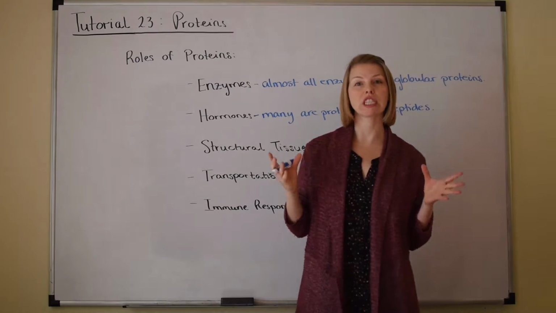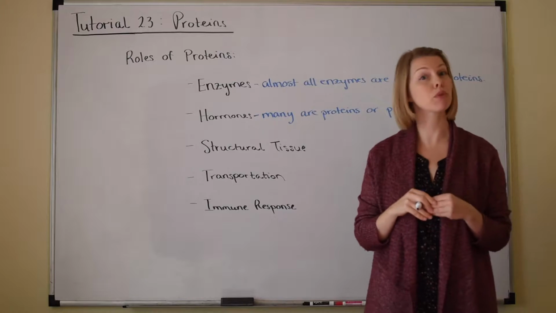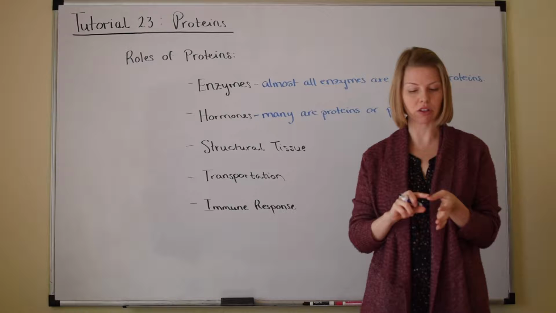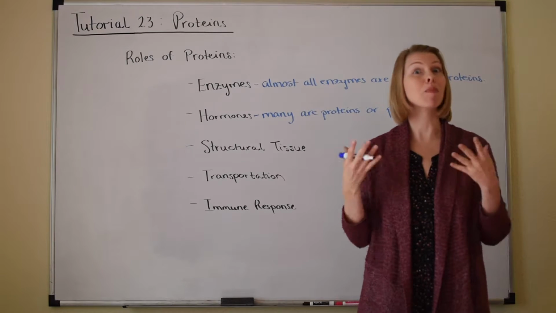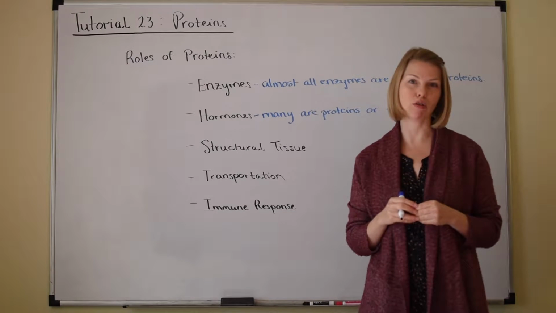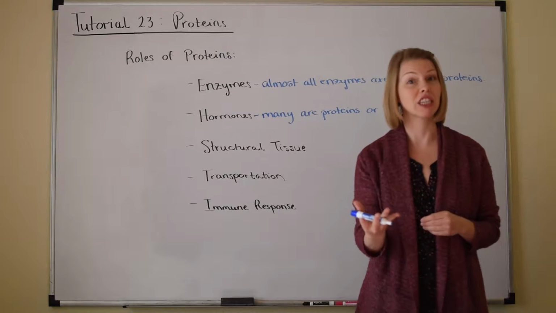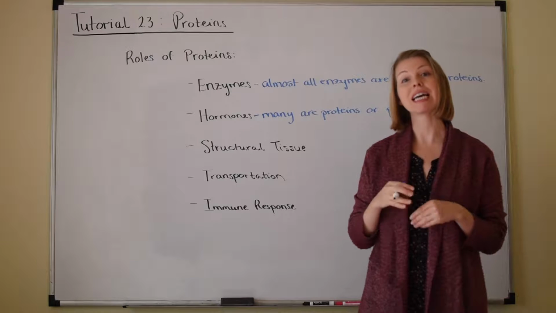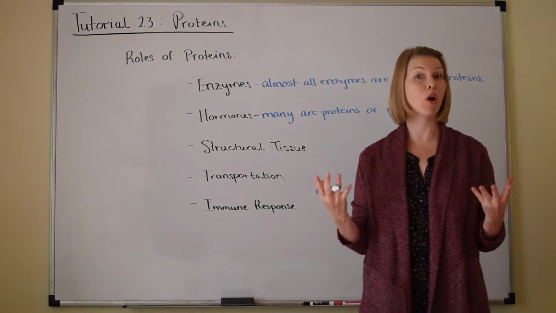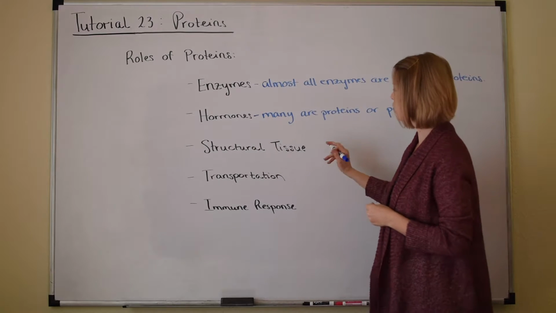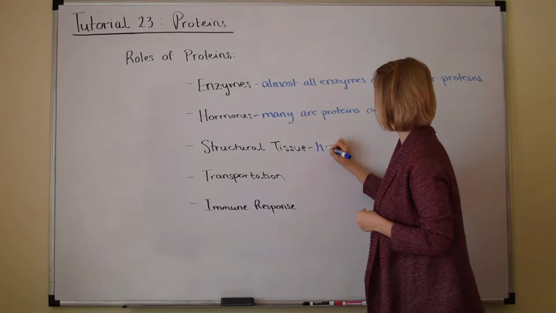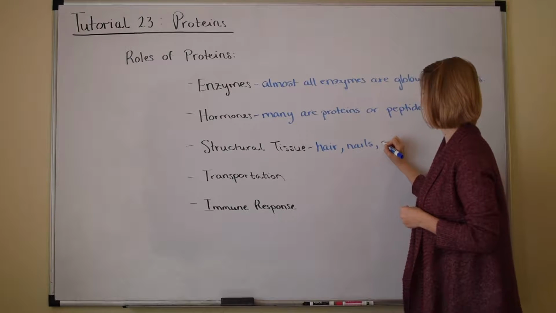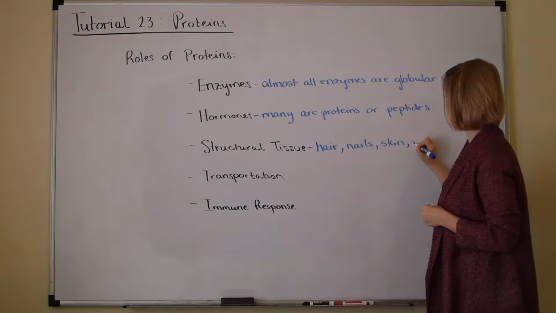Our structural tissue is largely composed of proteins. So our hair is made up of proteins, our nails, our skin, our muscles are largely protein. Collagen, which is responsible for our connective tissue, is a protein. So structural tissue here, I'll just write some examples: hair, nails, skin, muscles.